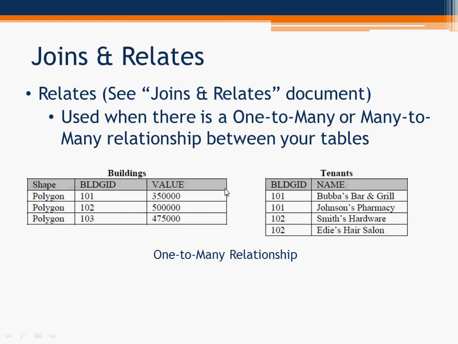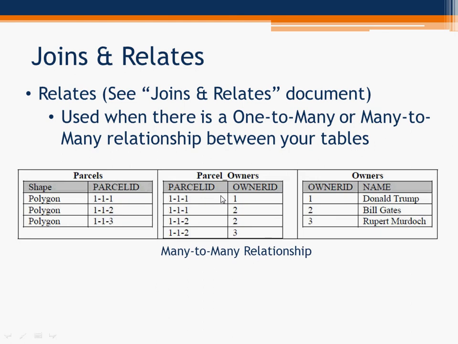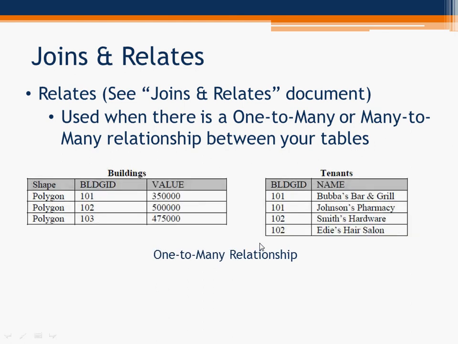We can't join these two tables together because we can't force these two records into this one record in the shapefile. So what we would have to do is set up a temporary relationship between the shapefile and this table so that we could click on this polygon and say show me all the tenants that are associated with it. So that's going to be a one to many relationship. In this case we would do a relate.